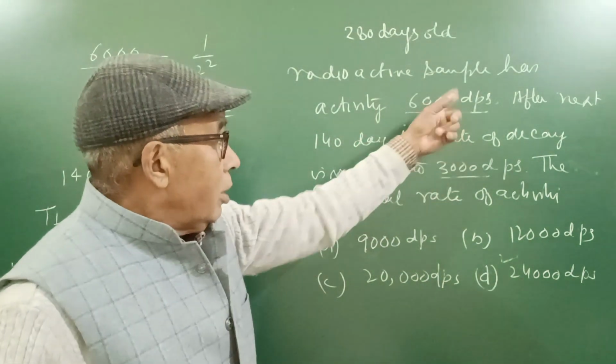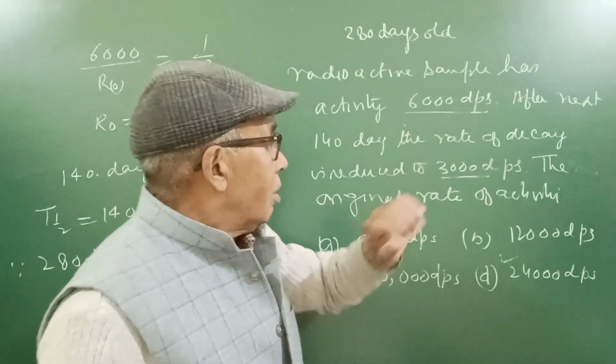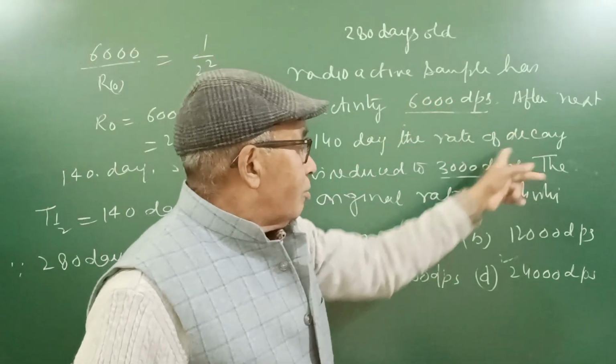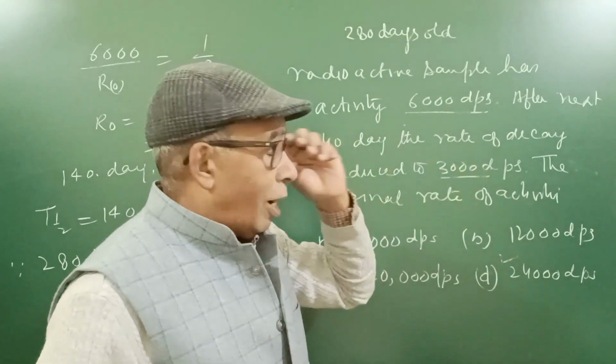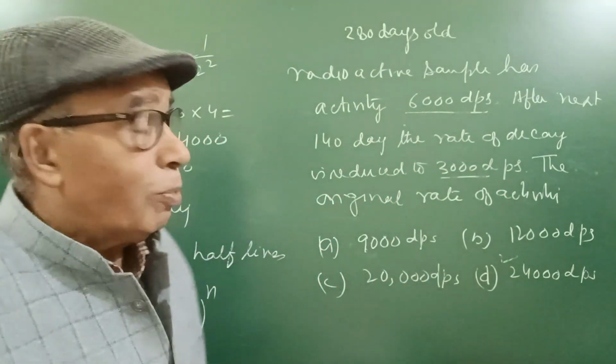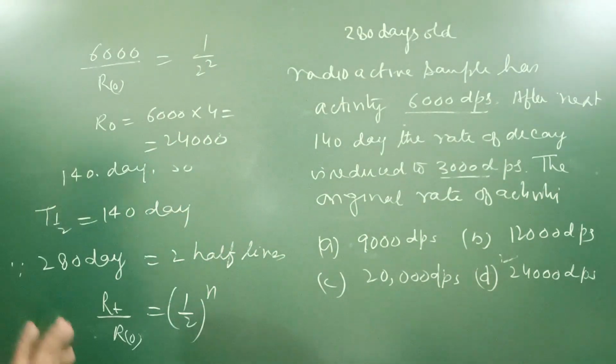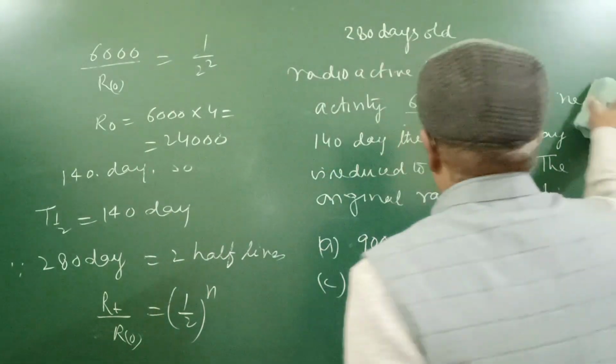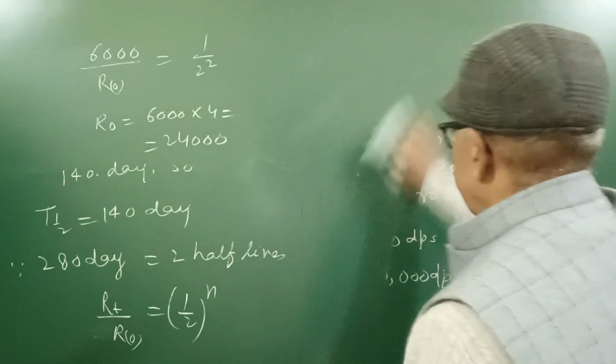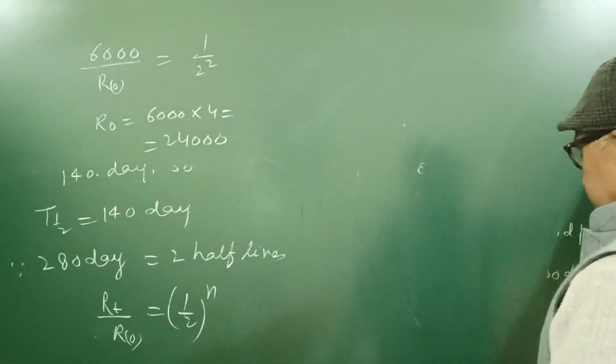The solution is simple. After the next 140 days, the rate reduced to half, so half life is 140 days. 280 days is 2 half lives, and that's all. Question is over. Now next question here.